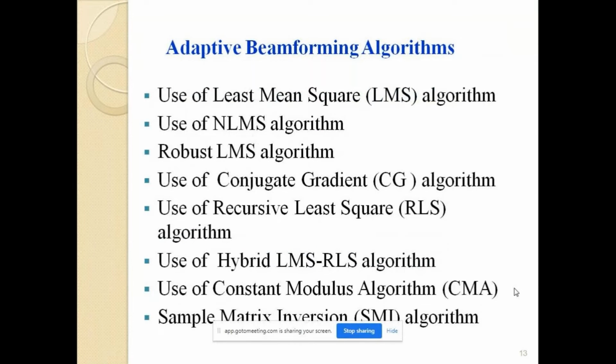Now, generally speaking, what are the adaptive beamforming algorithms? There are many adaptive beamforming algorithms, which are important aspects of the smart antenna system. Smart antennas are becoming smart because of these algorithms, which have been studied for many years, and improvements are still being studied in the literature. One is the least mean square algorithm, and the improved versions are the normalized least mean square algorithm, robust algorithm, conjugate gradient algorithm, recursive least square algorithms, hybrid algorithms, and many more.